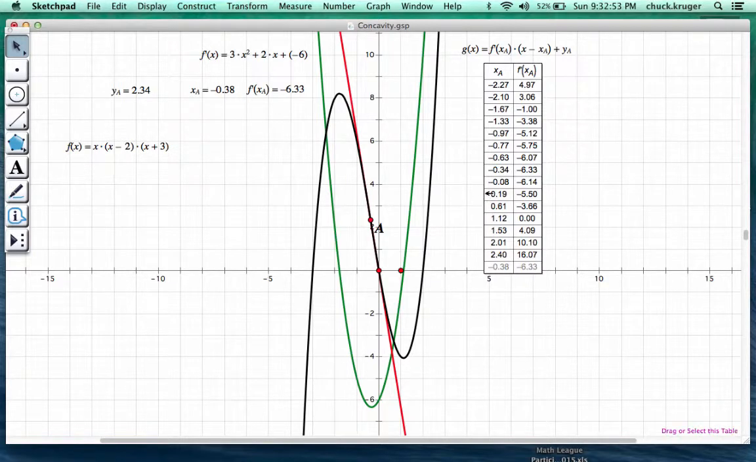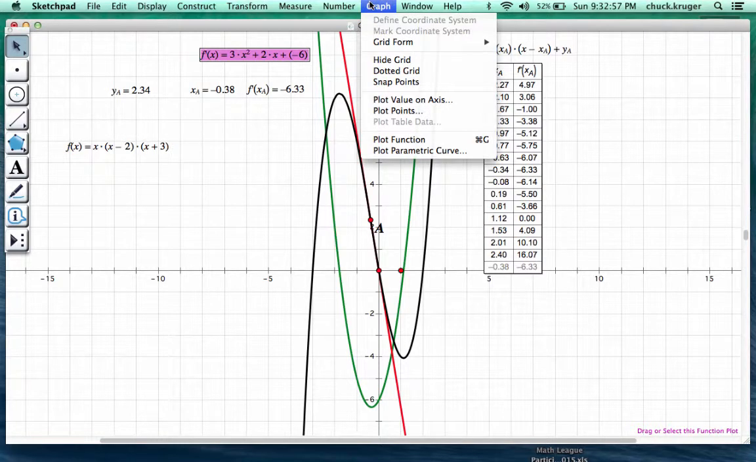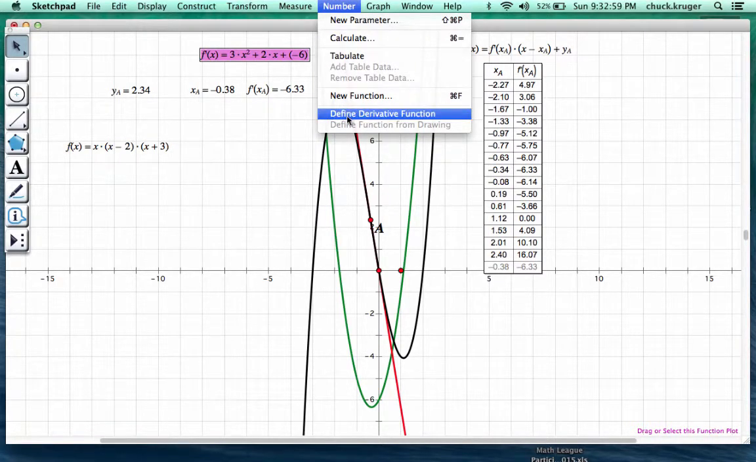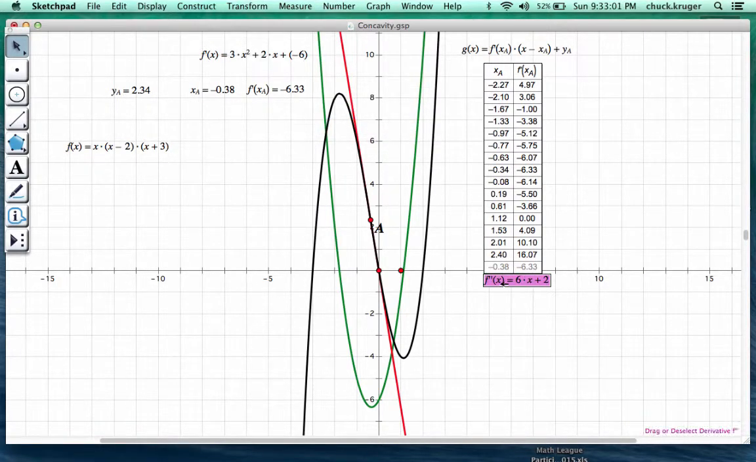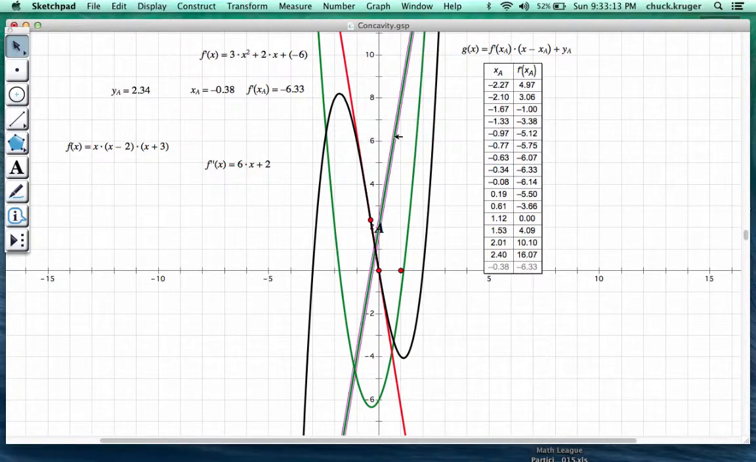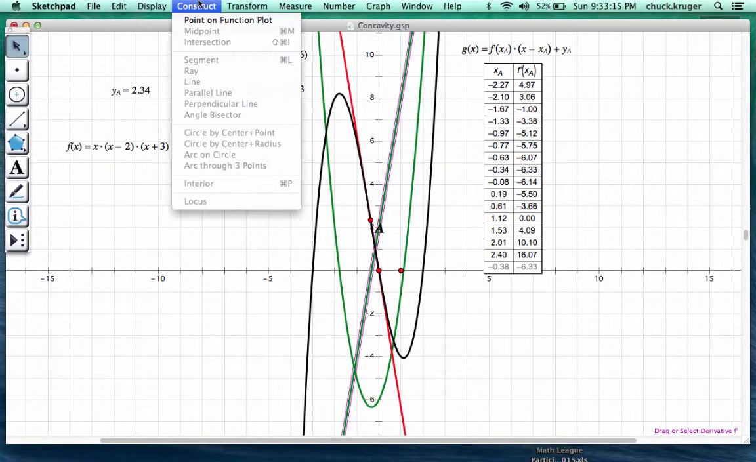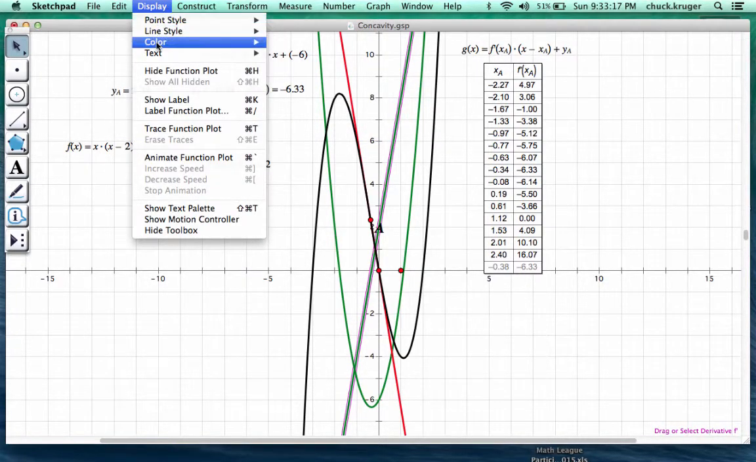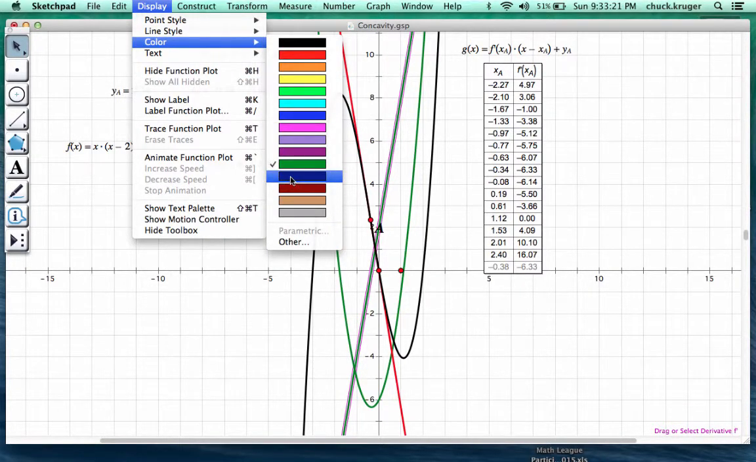Now what I'm going to do, I think I can graph the derivative of that function, which is this. Now this is the second derivative. And you see the 2 tick marks. And I'm going to graph that. And I'm going to give that a different color too. I'm going to make it blue, I think.